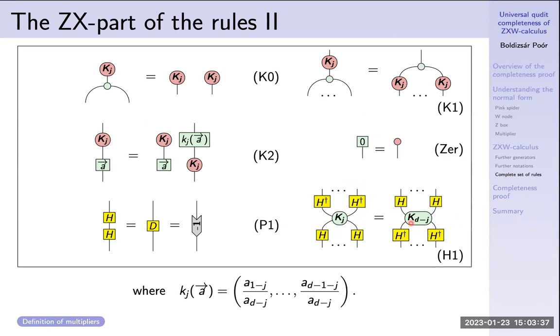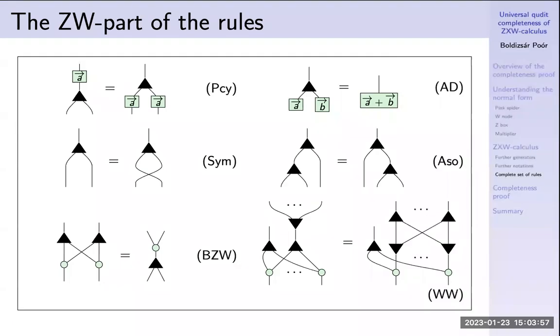And this rule is almost like the color change rule, but the red spider is not a generator for us. So this is how we define it. And using this rule, we can derive the color change rule. Then we have the ZW part of the rules. So this is really similar to the general ZXW-calculus.